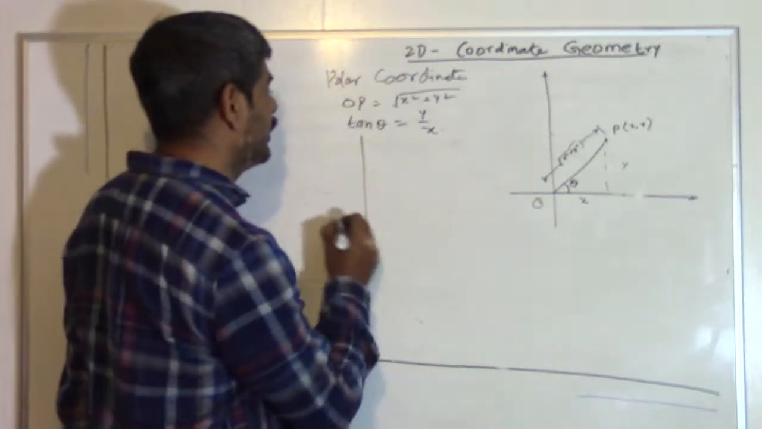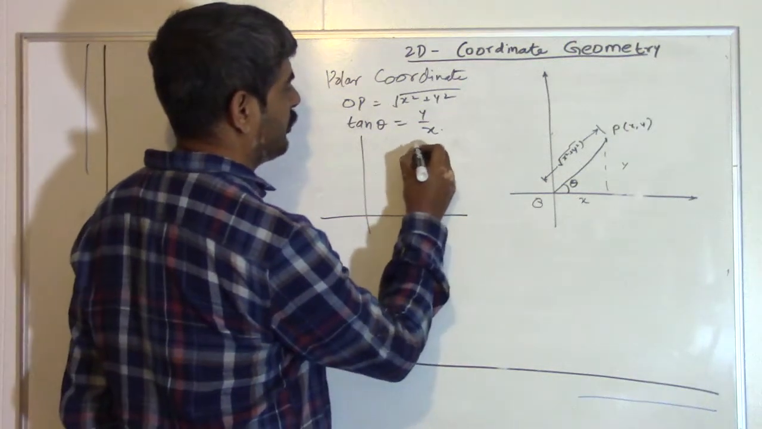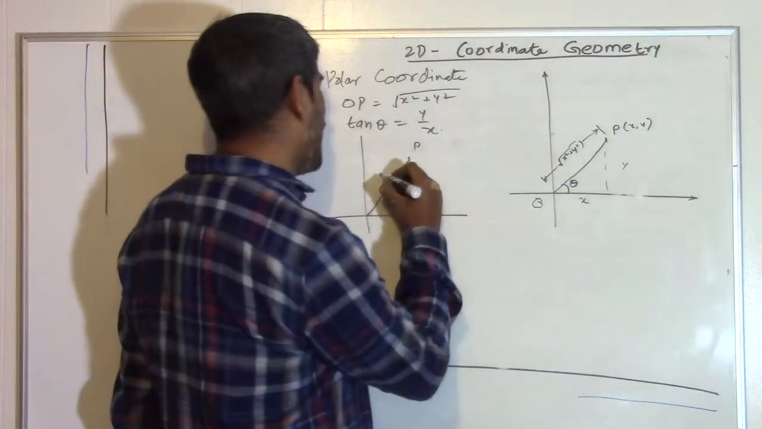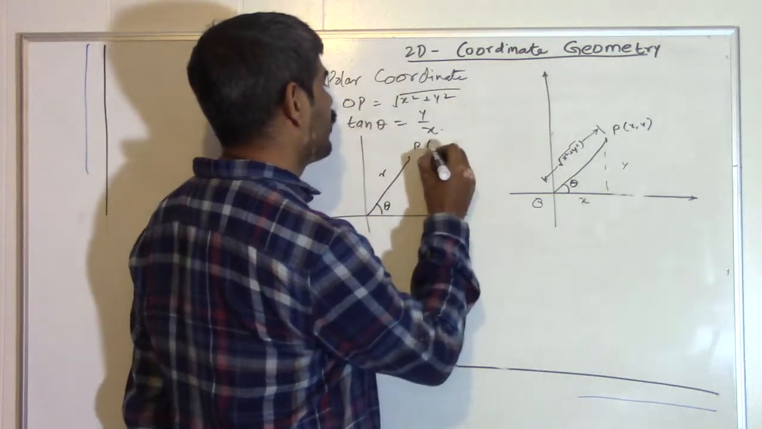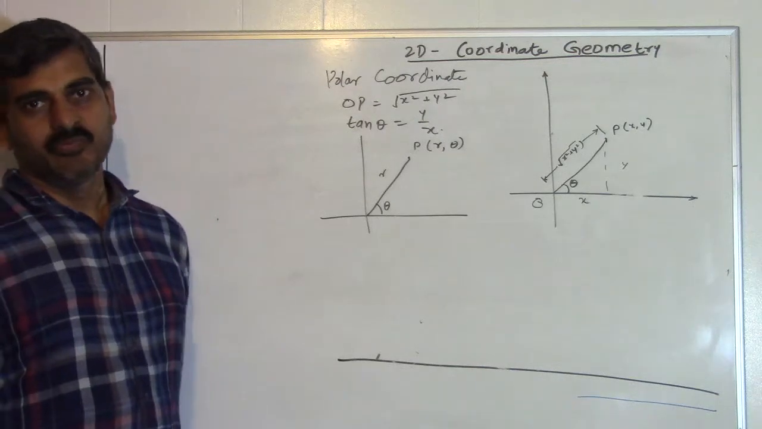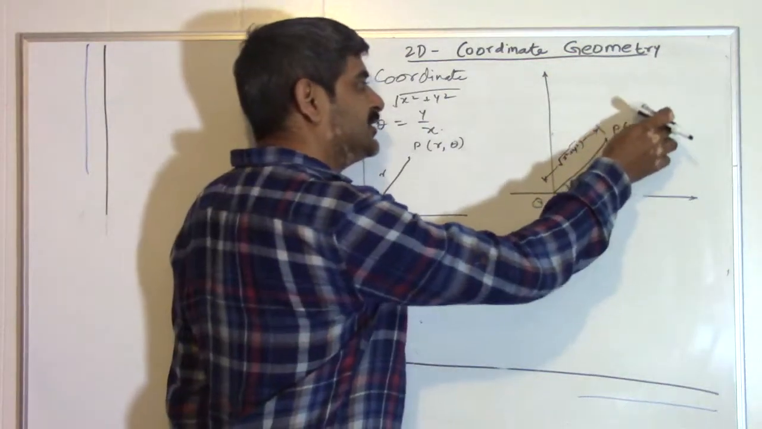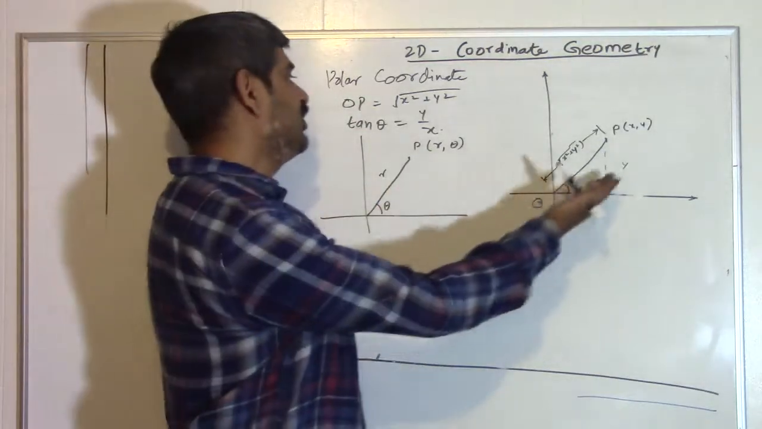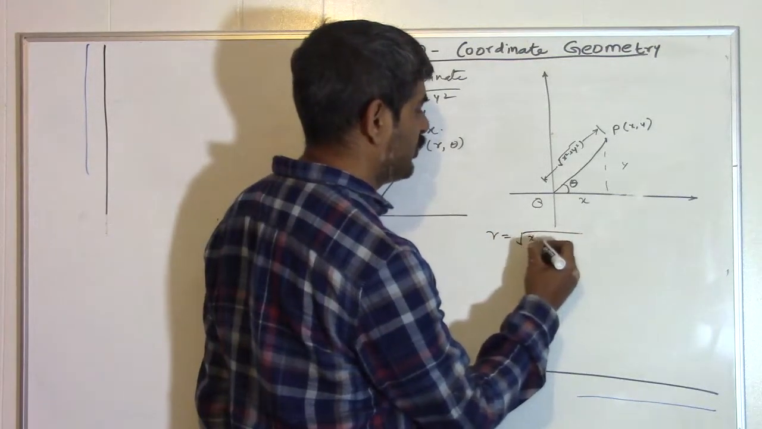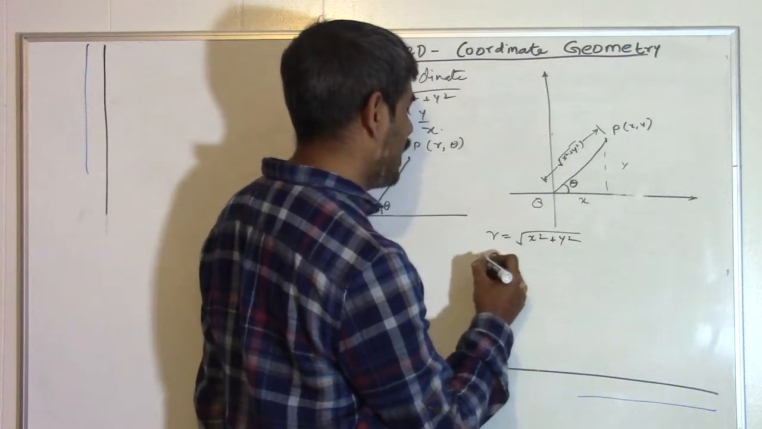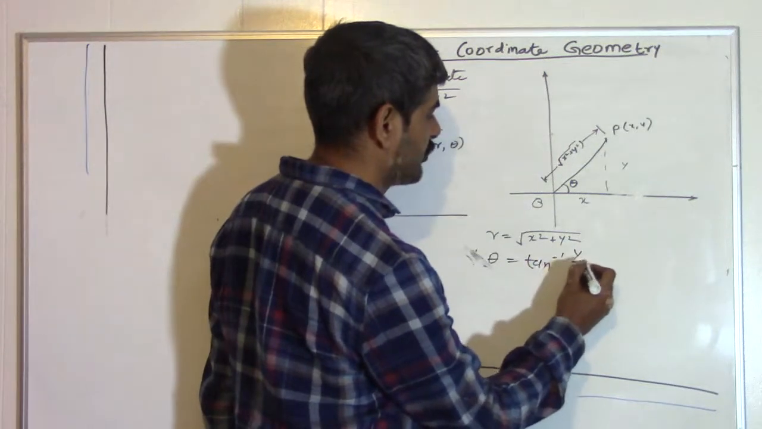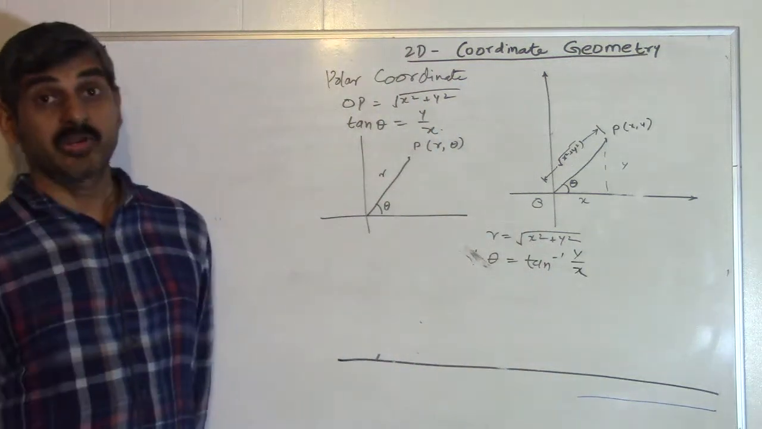So in polar coordinate, we specify this line, any point P, in terms of its length from this origin. We call it R, and the angle theta. So we say that the point P has coordinate R and theta. If we are given a Cartesian coordinate xy, then we can convert it into the polar coordinate using the formula R is equal to square root of x square plus y square, and theta is given by, you can write it as theta is equal to tan inverse y by x. This is the polar coordinate.